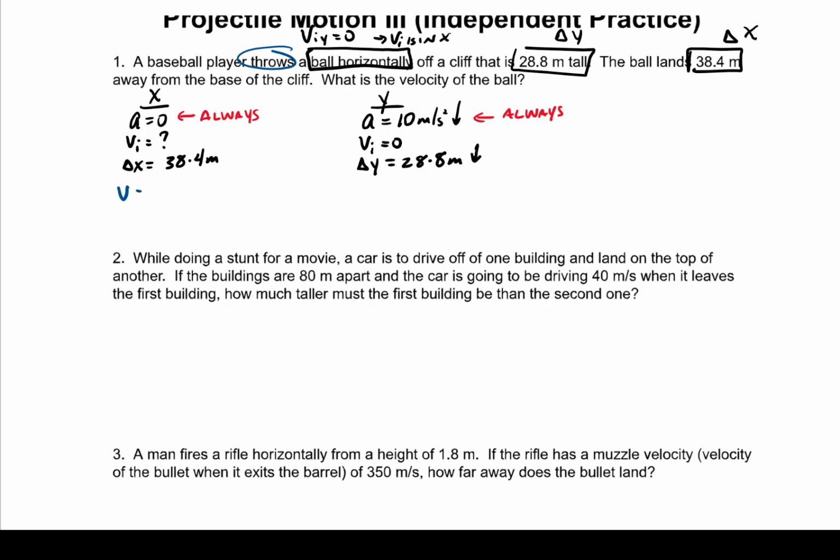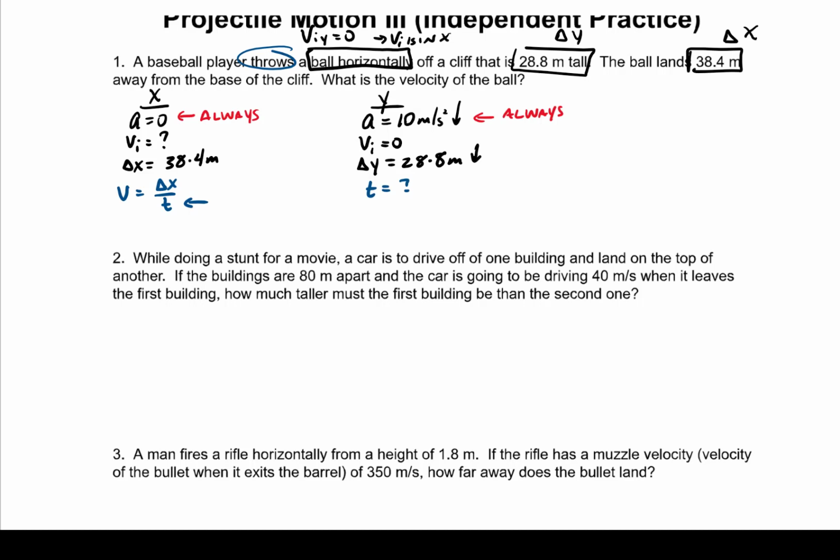Okay, so what we want is the velocity in the x. Well, that's just delta x over time because there's no acceleration. So what I need to do is get the time. I'm going to get that in the y direction. That's how these problems go. The first thing that we need to do is find the time, either in the y direction or the x direction. And then we'll use that time in the other dimension, whichever one we didn't find it in.